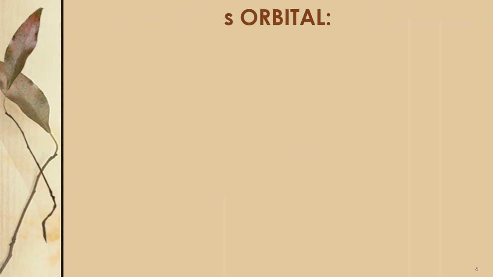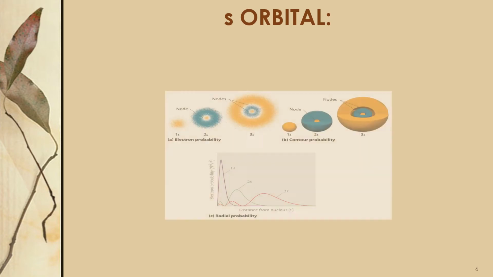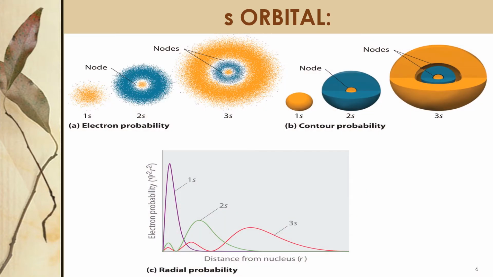Now how does the s orbital look? This is the shape of the s orbital. This is 1s, this is 2s, this is 3s. As it goes away from the nucleus, the size becomes bigger. So 1s is smaller than 2s, which is smaller than 3s.